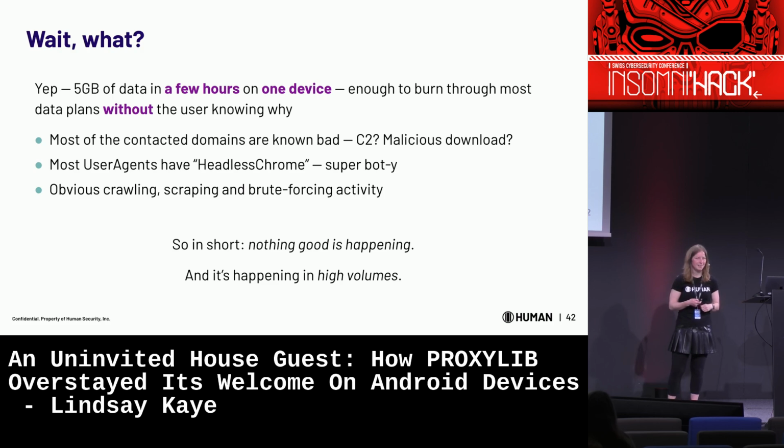Looking at some of those user agents, most of them had headless Chrome. If you are a legitimate user, your user agent doesn't have headless Chrome. This is something a lot of bots will do. They will run headless from these browsers, so you get that headless Chrome browser there. And we saw evidence of obvious crawling, scraping, and brute forcing activity when looking at this data. So to sum up what was going on with the data proxying through our device, nothing good is happening, and it's happening in very high volumes.